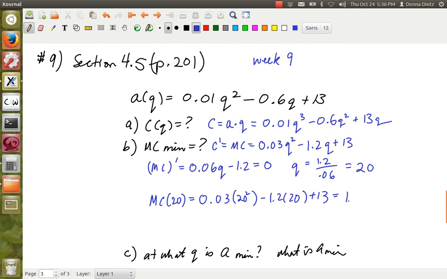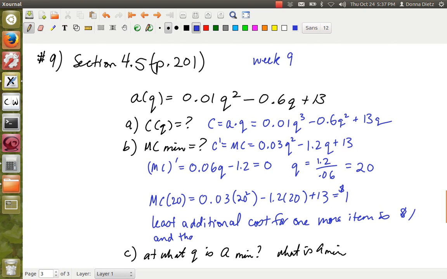And the book actually says, please interpret this result. So it says the least additional amount, or the least additional cost for one more item is $1. And that's for item 20 or item 21. 20 or 21. It's not 1 for 20 or 1 for 21.